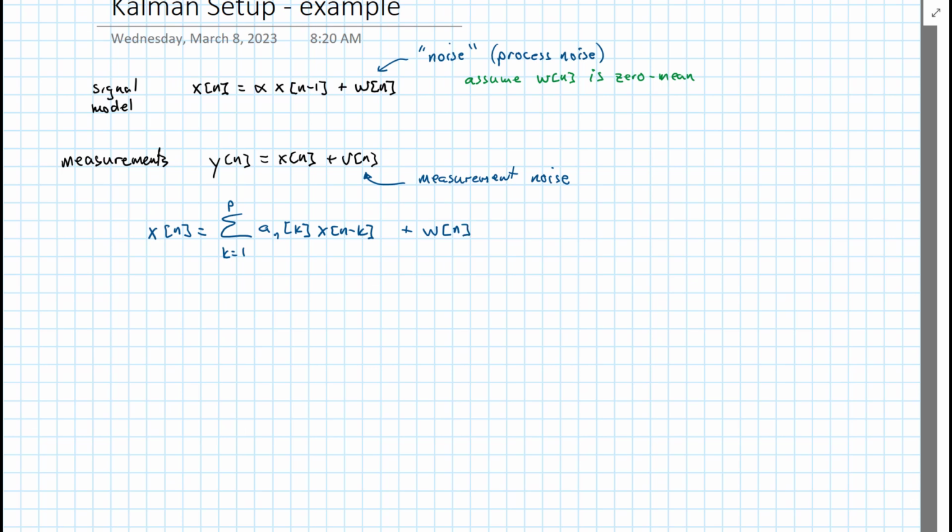Okay, so this says that our current sample x is going to be equal to the a coefficients times p previous samples of x. In the case above, we had p equal to 1, and so we just had a single alpha, but now we have a bunch. So let's rewrite this in terms of state equations. So first we're going to need our state vector to include the p previous samples.